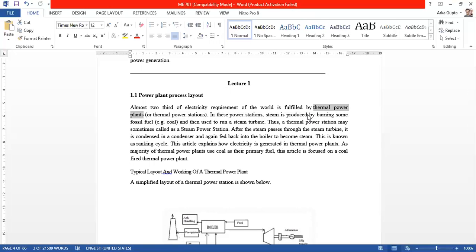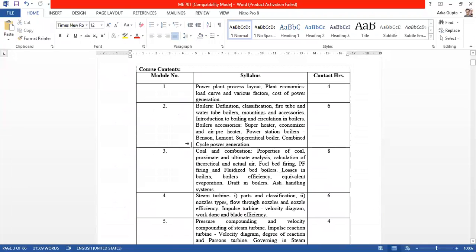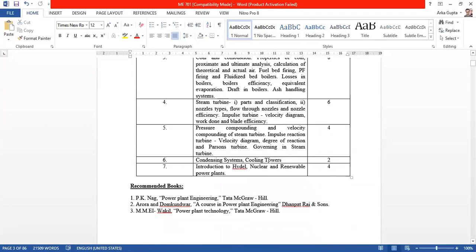Ultimately, the alternator will be coupled with the turbine, and by the action of the steam, the turbine will run or rotate, and through the alternator we will get AC power output. For a thermal power plant, some fuel is required. We use fossil fuel like coal. There are grades of coal, and we will learn the grades of coal in detail in the third module. What are the grades of coal? What is the approximate and ultimate analysis of coal? Like that.